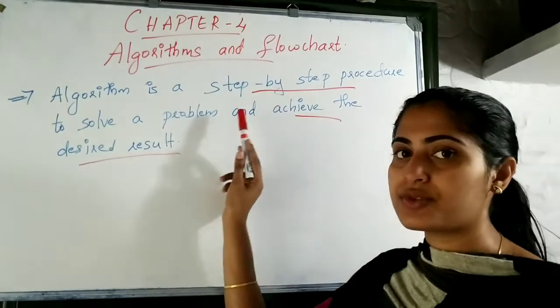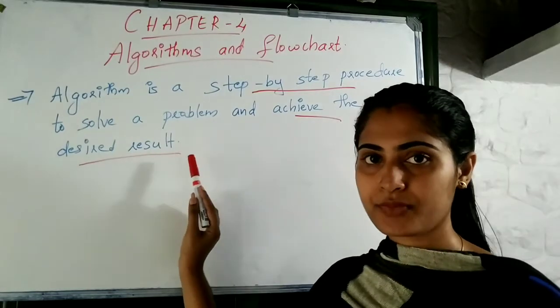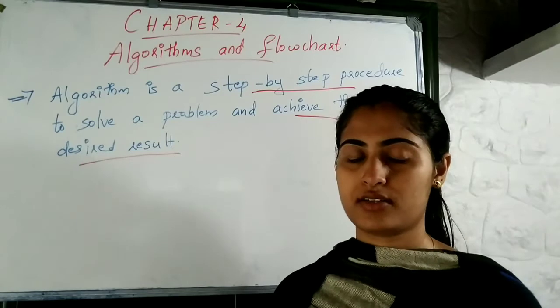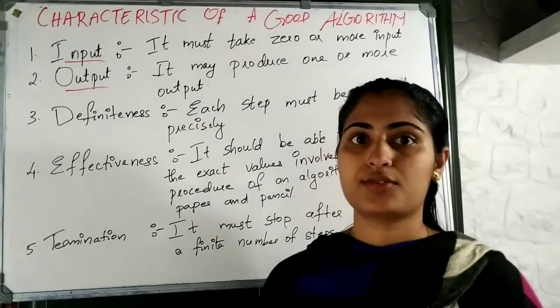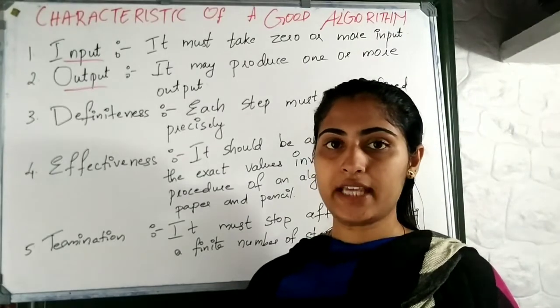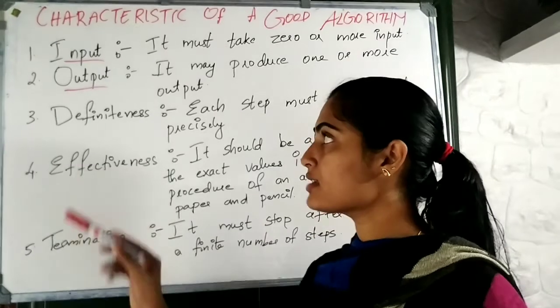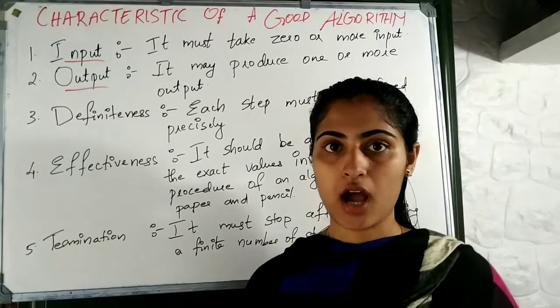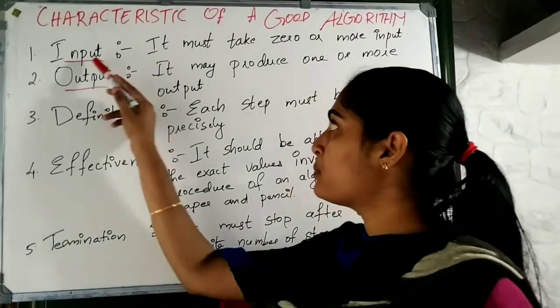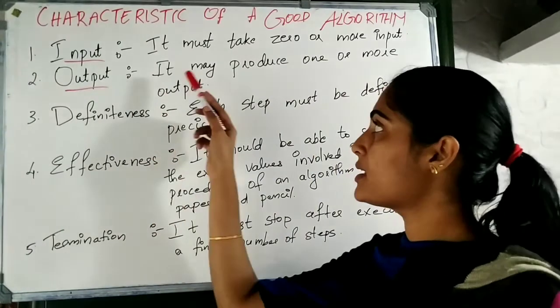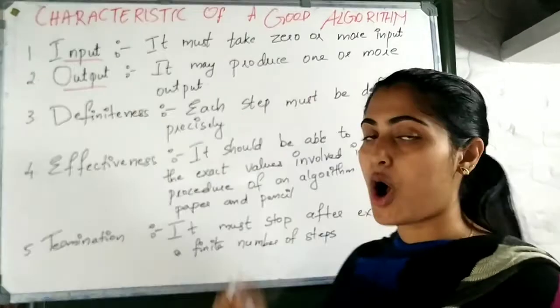And when we use the step-by-step procedure, we will be getting a desired or correct result. Next, let us study some of the characteristics of a good algorithm. First one is input and second one is output. Input: it must take 0 or more inputs, and output: it may produce 1 or more outputs.